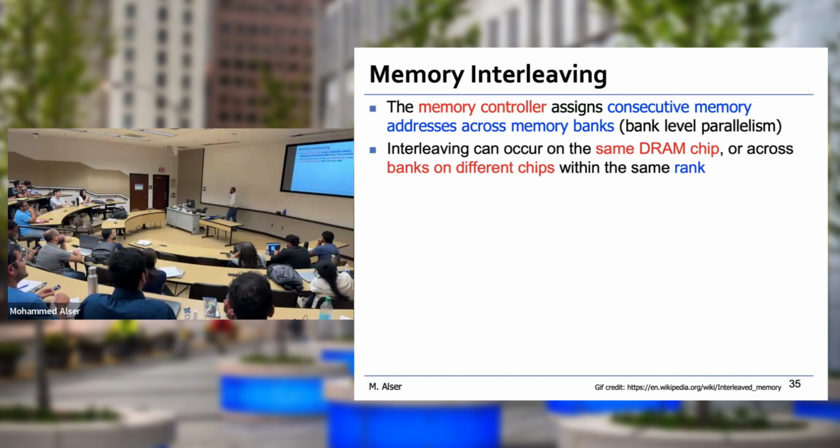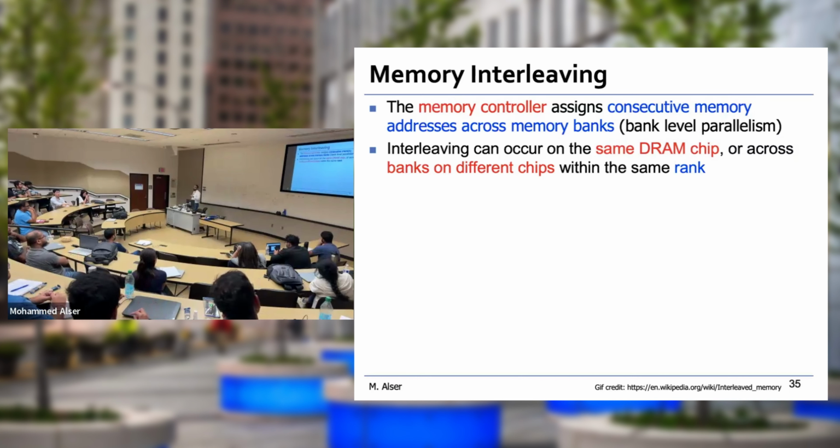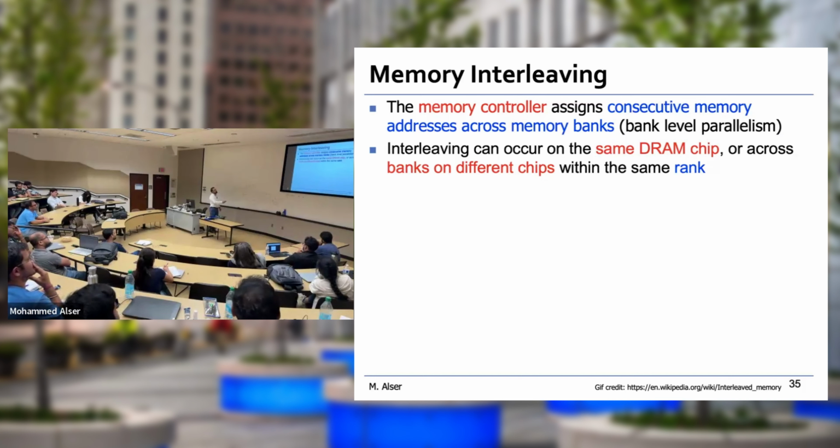Please pay attention. There's a very important topic called memory interleaving. What does it mean? The memory controller assigns consecutive memory addresses across memory banks. Data that is next to each other, the memory controller tries to assign that data, when we bring it from the storage to the memory, across memory banks. So it tries to divide over memory banks.